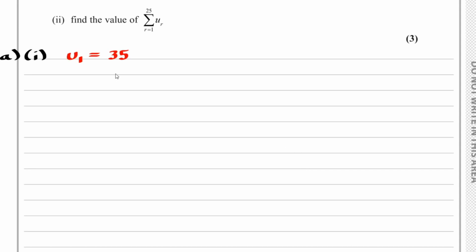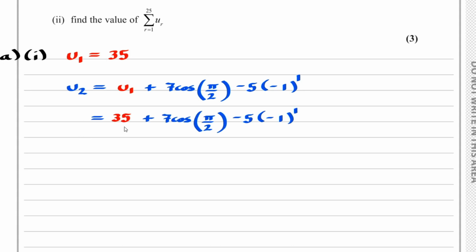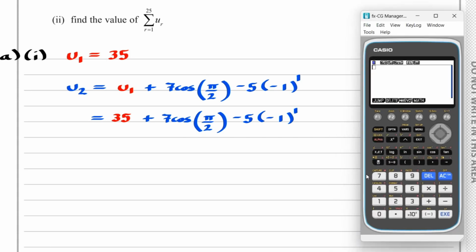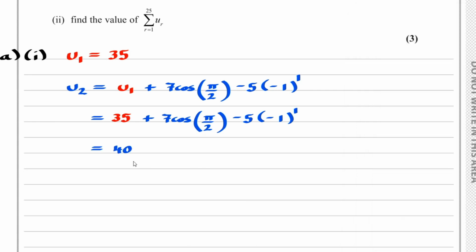For the first part, we are given that u1 is 35. u2 will equal u1 plus 7 times by the cosine of 1 pi over 2, subtract 5 multiplied by negative 1 to the power of 1. We know u1 is 35, so u2 is equal to 35 plus 7 times by the cosine of pi over 2, subtract 5 multiplied by negative 1 to the 1. And if we work this out, it turns out u2 is equal to 40.